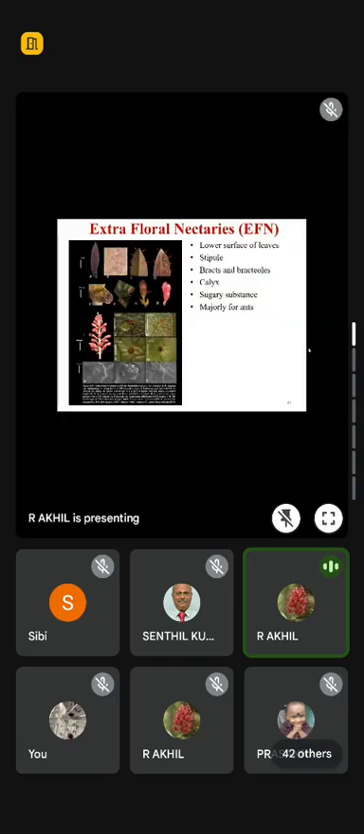The ant is always present in the plant, even when the plant produces flowers or the flowers are absent. The ant will be there in the plant because of this particular structure. It gives nourishment to the ants which inhabit the plant species. And here the last picture shows the image of an extra floral nectary. It is a disc-like structure present on the lower surface of the leaves.